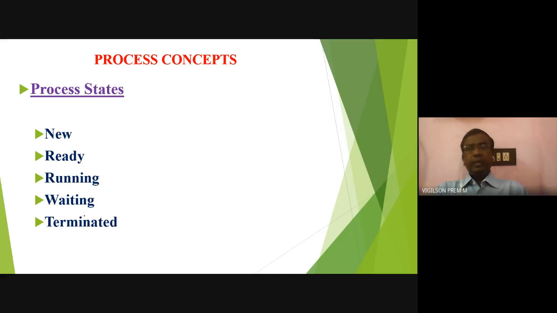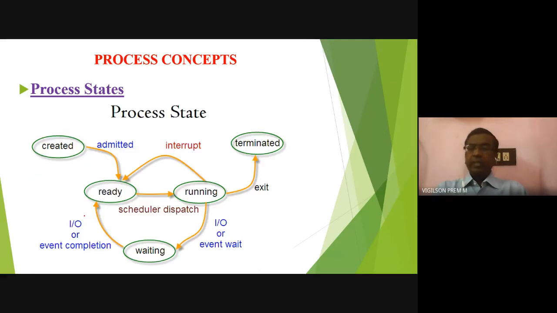And the last one, terminated. Successful completion of the process or abnormal termination of the process. We will see it with the diagrammatic representation. Listen carefully. First, process created means a newly created process. This is what we are referring to as the new process.